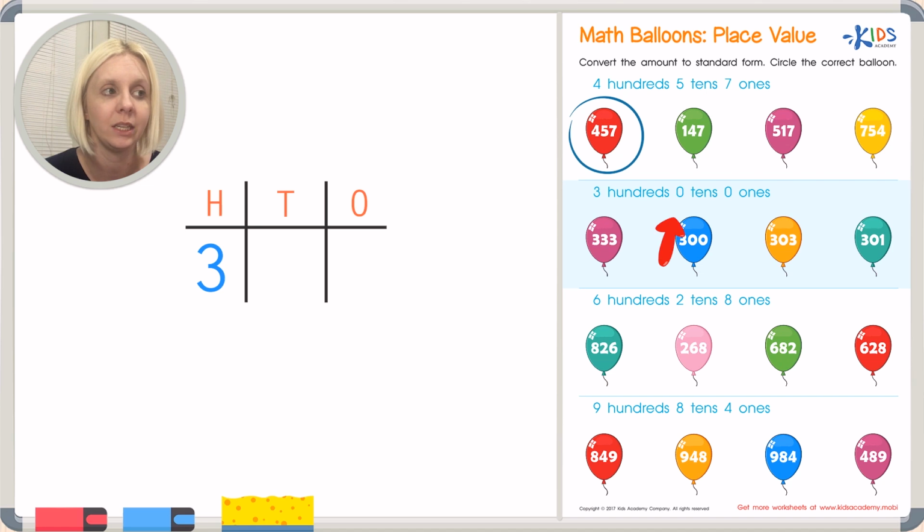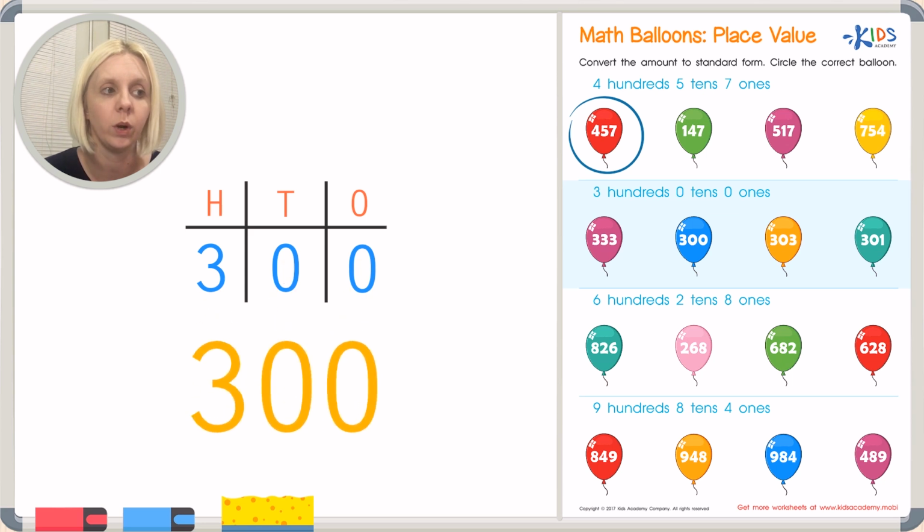There's a 3, and 0 10s, and 0 1s. And when we squish it all together, what number is that? Can you read that number for me? Yes, it's 300. Very good.